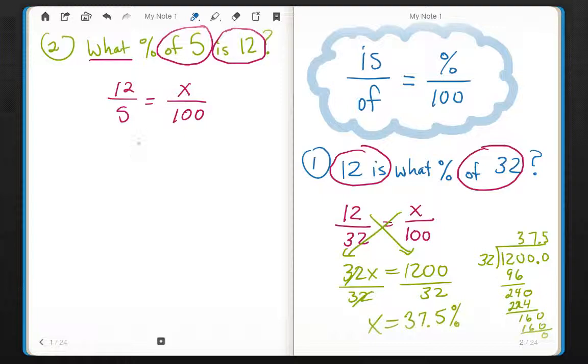Okay, Bryce, what do you get when you do cross products here? 5x equals 120 or 1,200. Okay, good. And then what? Oh, you're not there yet? That's okay. All right, James? When you divide this by 5, then you get 240%. Very good. And we know it's a percent because we were looking for that percent. The x was over the 100.